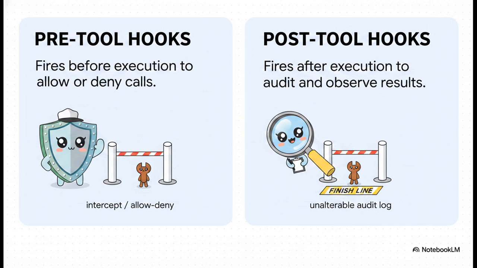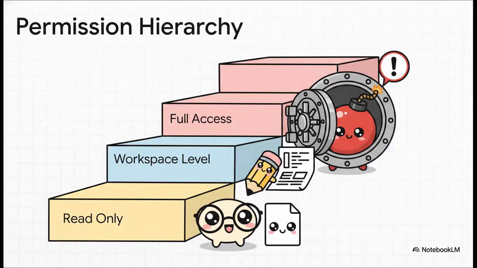Pre-tool hooks fire before execution, giving you the power to intercept, allow, or deny a tool call. Post-tool hooks, on the other hand, run strictly after the execution to provide a rock-solid, unalterable audit log. But safety isn't just about logging after the fact, right? It's about strict, violent enforcement of access control. Every single tool in your registry has to declare its minimum required permission tier at dispatch time. We're talking a clear hierarchy here. A tool might need read-only access just to list files, workspace-level access to edit your code, or full access to execute highly destructive system tools.